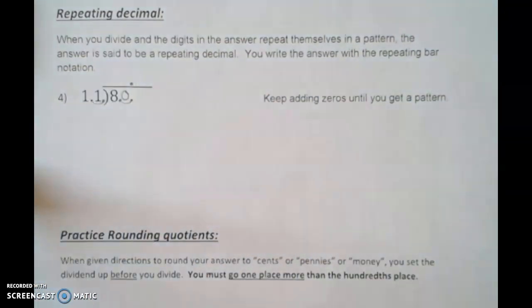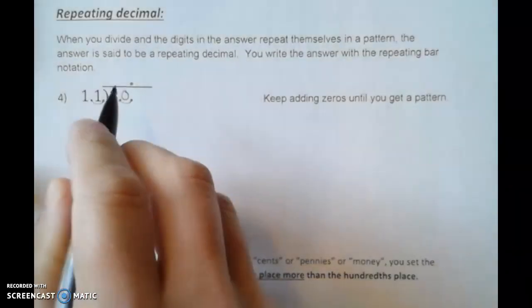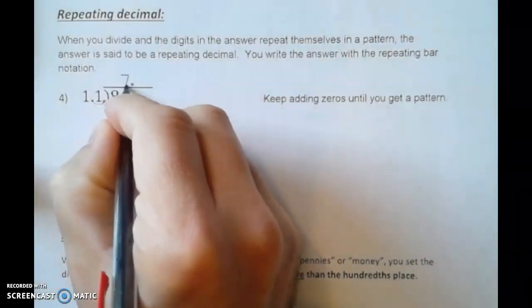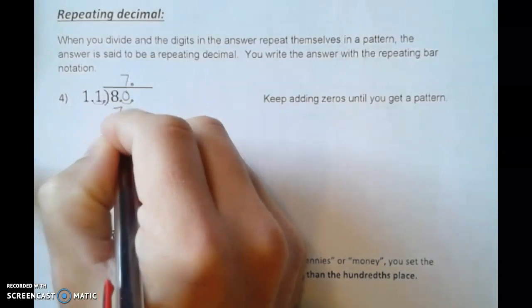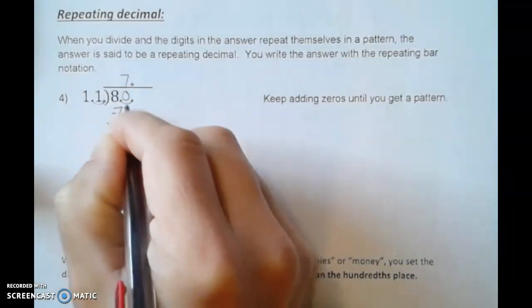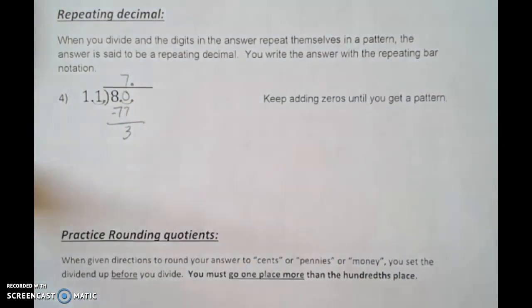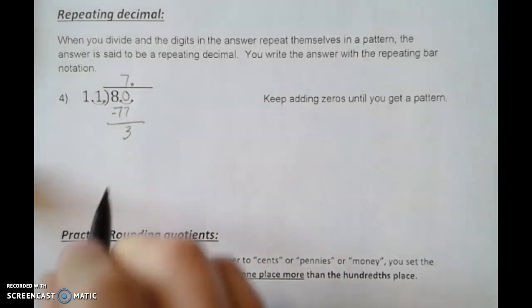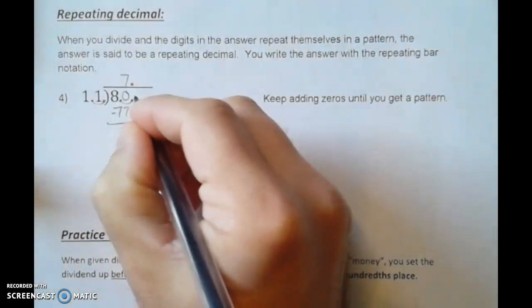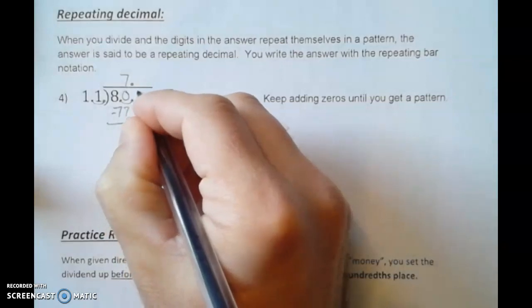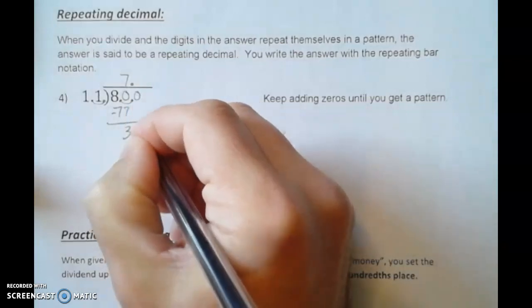And so if I do my division, I know that 11 will go into 80 7 times. 7 times 11 is 77. When I subtract, I'm left with 3. All right, my remainder is not 0, so on the right-hand side of the decimal, I'm going to have to add a 0 and bring it straight down.